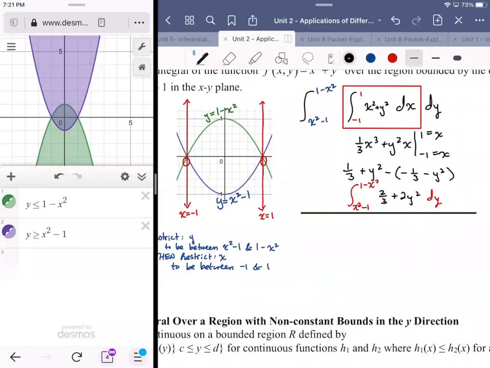So what we would do here is integrate from -1 to 1 as the second set of bounds. But prior to that, it would be x squared minus 1 to 1 minus x squared. Still the same function. Dy dx.